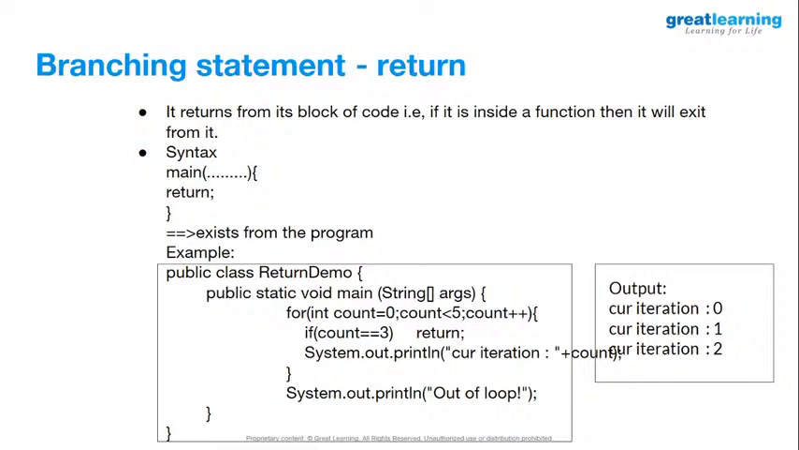So these things will not be printed. Out of the loop condition will not be printed. It will just exit from the program, with the main function we have written. It won't be writing anything, okay?